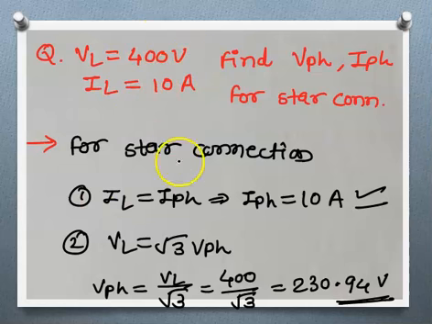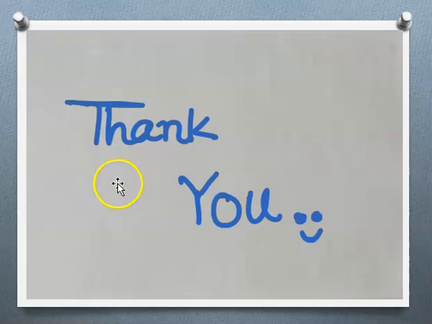Okay, in this way we can solve simple numericals for star connection when we have these two equations with us. Okay, this is simple. So this is all about the relationship between different voltages and different currents in case of star connection. In the next session we will see the relationship between voltages and currents in case of delta connection.